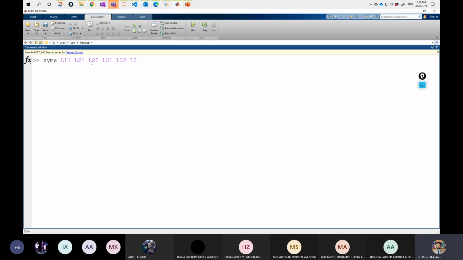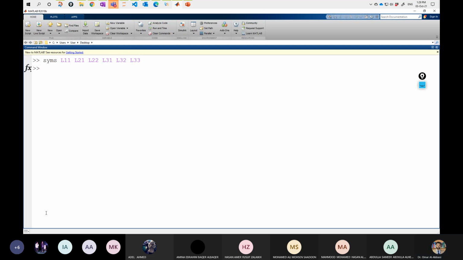L11, L21, L31, L22, L32, L33 as well. Okay, 6 elements. Now let me define matrix L. Matrix L is L11, 0 and 0. Second row, L21, L22, and 0, right? L31, L32, L33. That is matrix L.